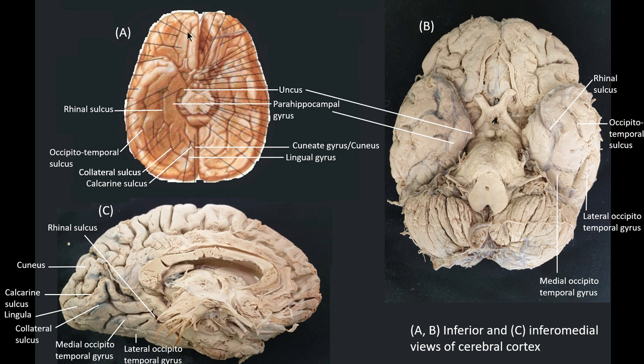We had an olfactory sulcus here separating the gyrus rectus from the orbital gyri. The orbital gyri are created by loads of orbital sulci.